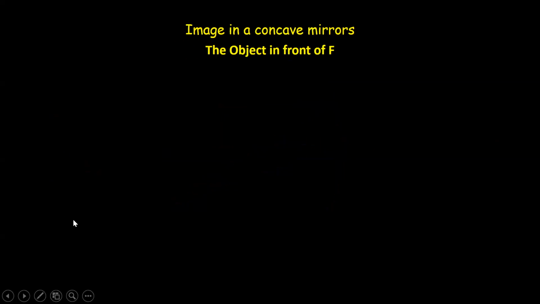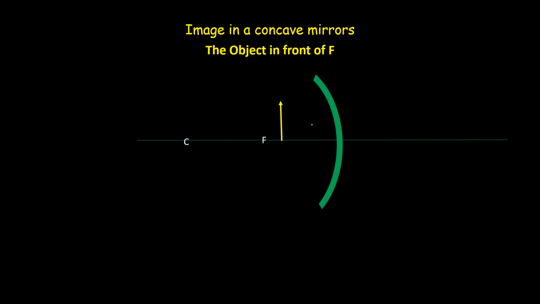And then we put the object in front of F. Again, same steps. I haven't explained what happens if we put the object on F. Actually, if we put the object here, we can't get any image because the reflected rays are parallel, and as a result, they never cross each other. So it can't make any image. Because of that, we didn't discuss that.